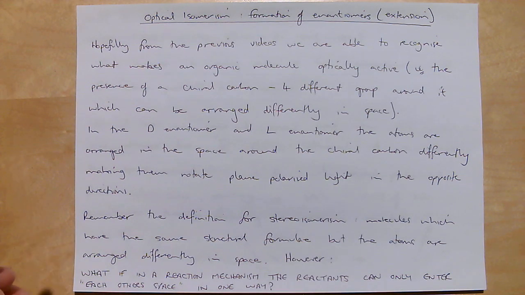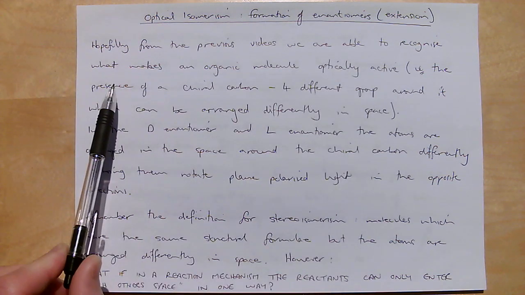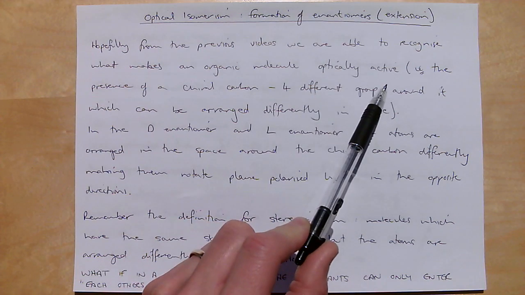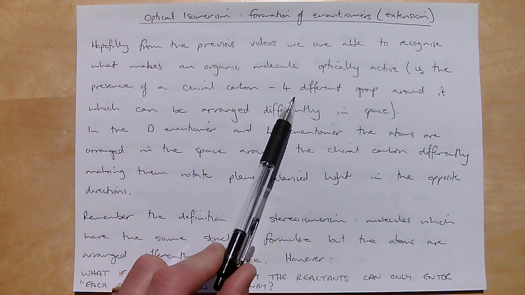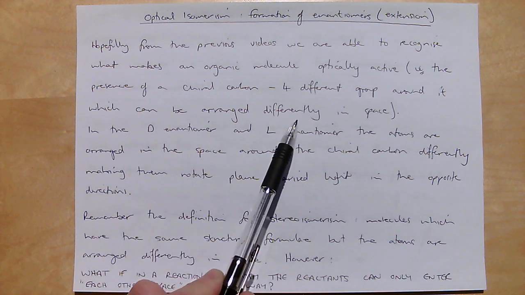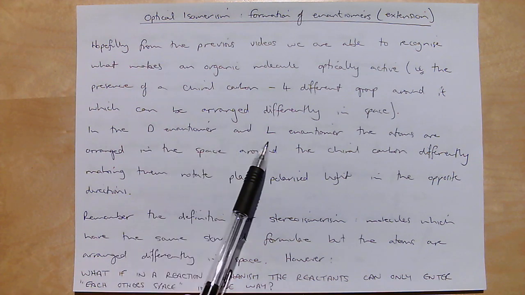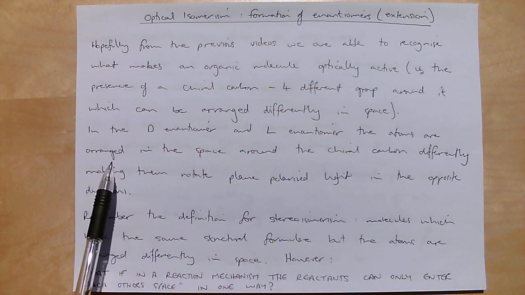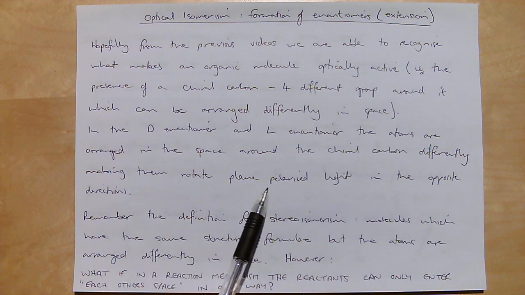Right, so hopefully from previous videos we're able to recognise what makes an organic molecule optically active, i.e. the presence of a chiral carbon. That means that we've got a carbon with 4 different groups around it which can be arranged differently in space. In the D enantiomer and the L enantiomer, the atoms are arranged in the space around the chiral carbon differently, making them rotate plane polarized light in the opposite directions. So that's a summary of what we already know.